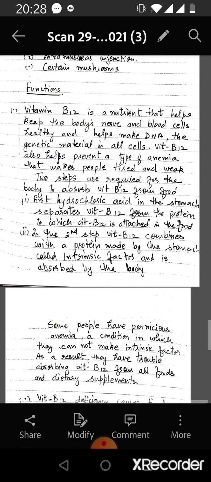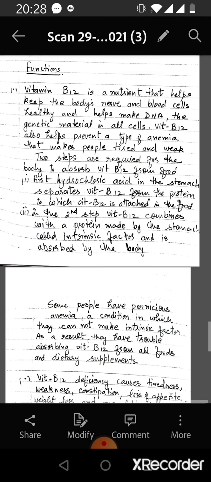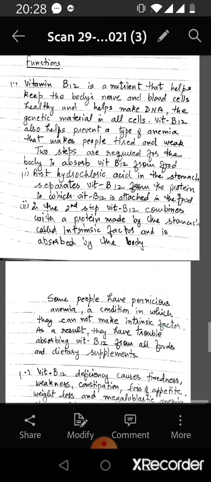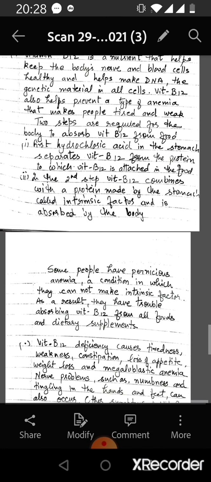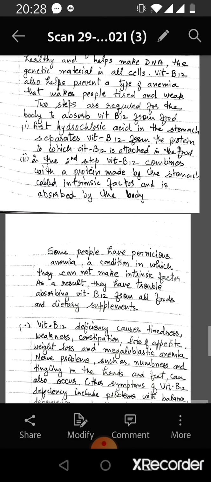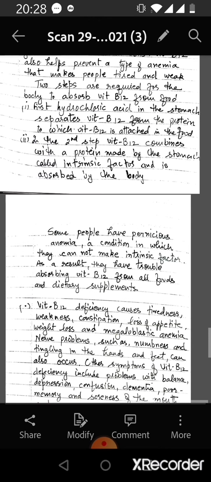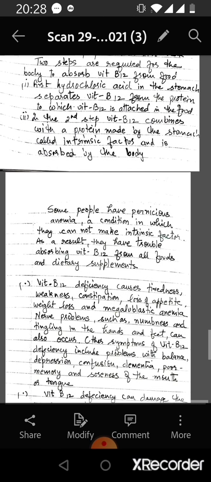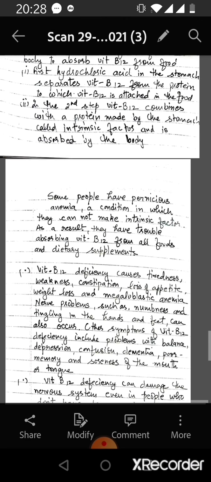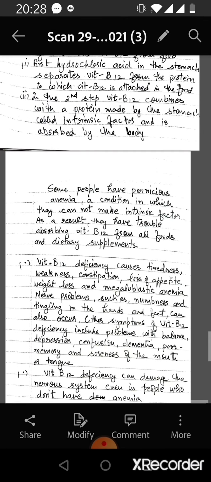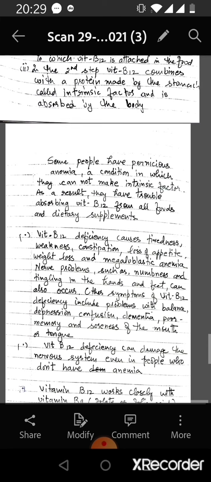If we come to the functions, then vitamin B12 is a nutrient that helps keep the body's nerve and blood cells healthy and helps make DNA, the genetic material in all cells. Vitamin B12 also helps prevent a type of anemia that makes people tired and weak. Two steps are required for the body to absorb vitamin B12 from food. First, hydrochloric acid in the stomach separates vitamin B12 from the protein to which it is attached in the food, and in the second step, vitamin B12 combines with a protein made by the stomach called intrinsic factor and is absorbed by the body.